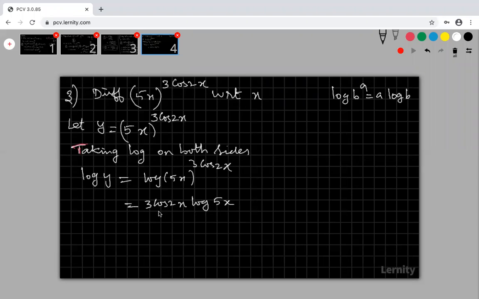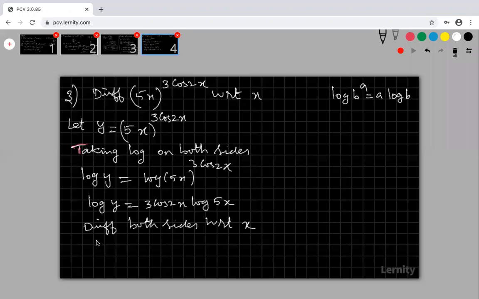Right, so now I'm getting 3 cos 2x log 5x. This side is log y. Now differentiate both the sides with respect to x. What happened?